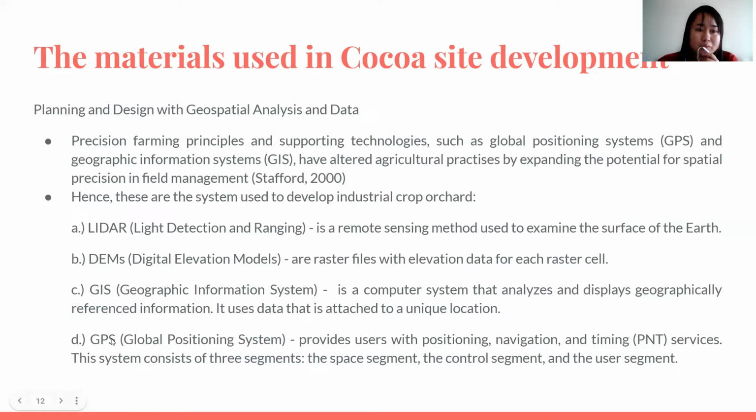And the fourth one is GPS, known as Global Positioning System. It provides users with positioning, navigation, and timing (PNT) services. This system consists of three segments: the space segment, the control segment, and the user segment. All these three segments have their interrelationships with the GPS. So that is all from me.